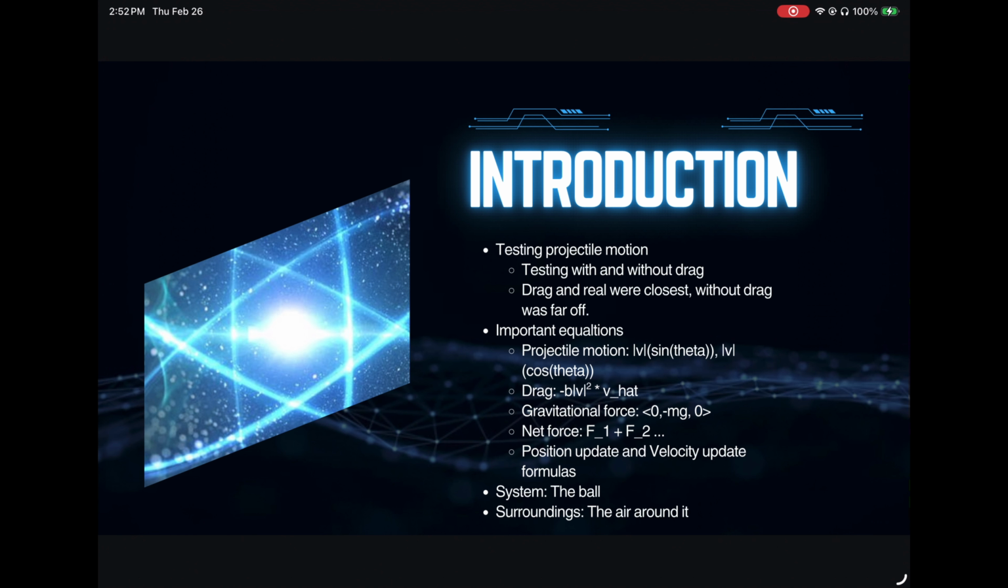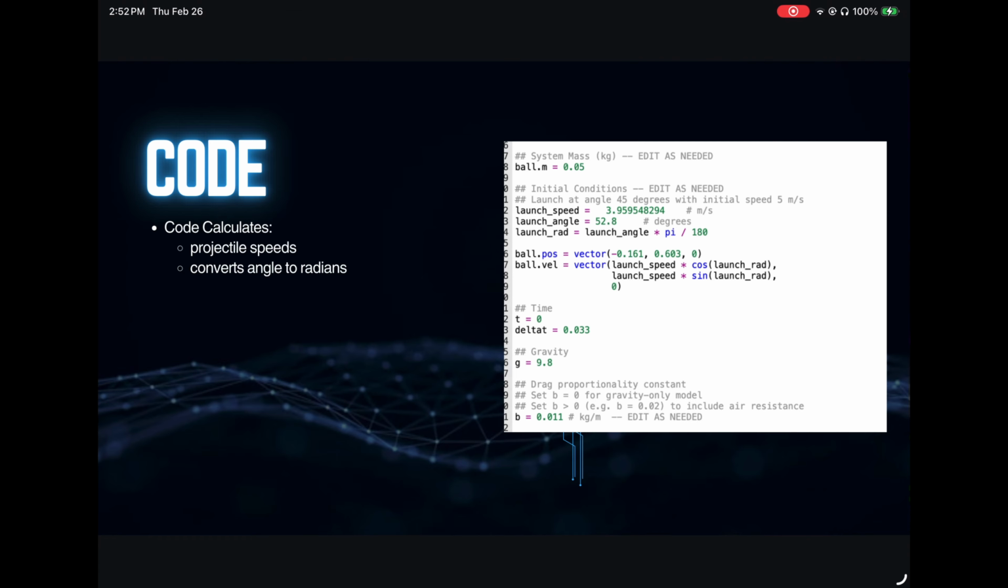This first particular part of the code is to find the launch speed for the x and y component, and then also calculating the radian angle for the projectile motion. So I calculated the radian angle by dividing the launch angle by 180 after multiplying it by pi. And then I calculated the velocity in the x component with launch speed times cosine launch radians, and the y component with launch speed times sine launch radians.